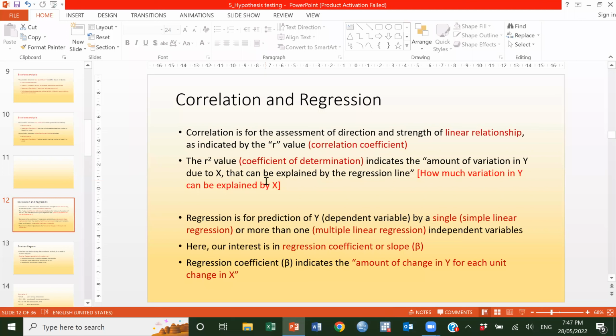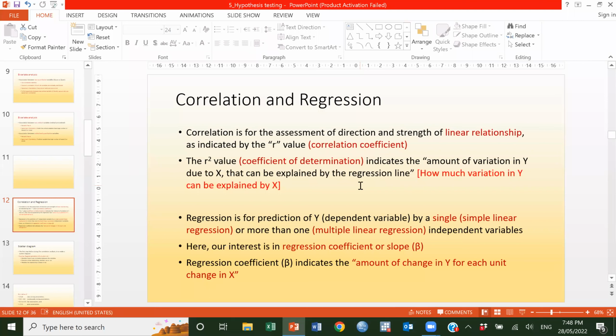If we do the correlation analysis, correlation helps us to assess the direction and strength of linear relationship. I will explain it later on while using the data.